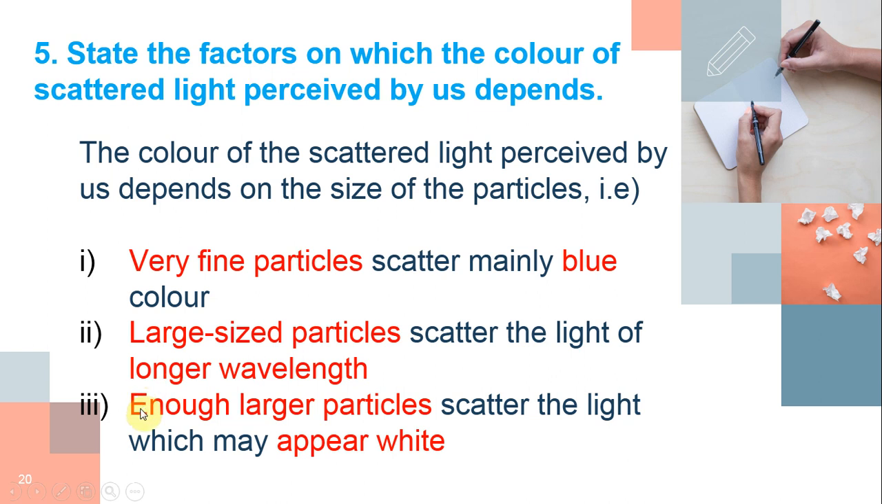And the next one, sufficiently large particles scatter the light which appears white, that means water droplets. I think clouds act as large particles. So after entering the light from the cloud, it appears white light. There is no change in the color of the sunlight.